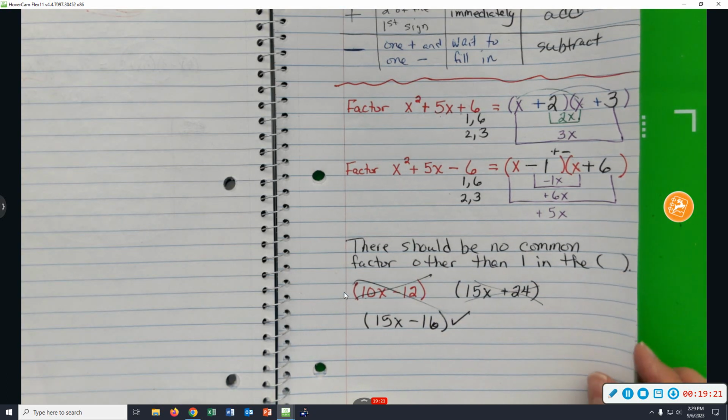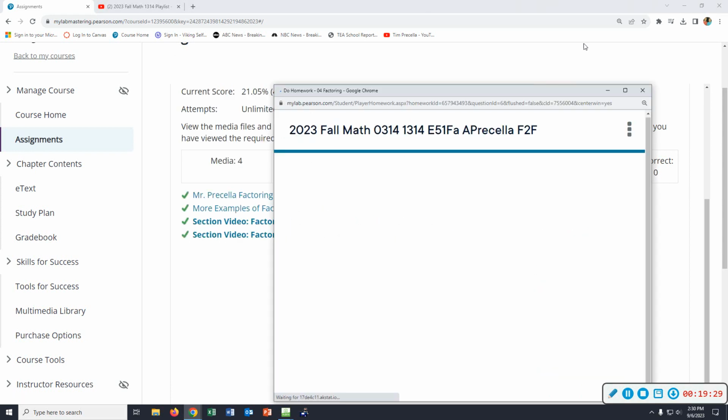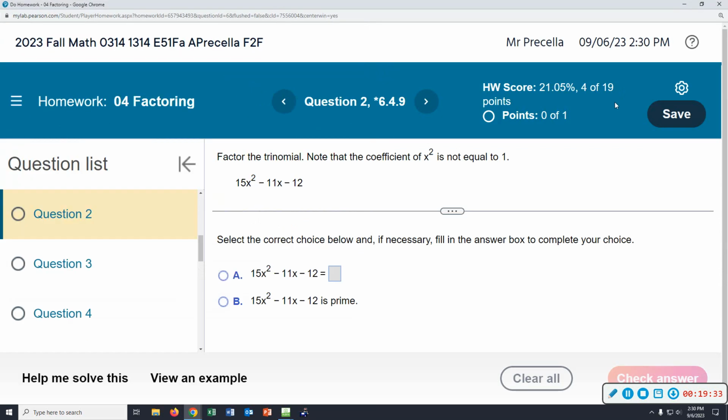Now, before y'all start panicking and before we get logged out, click on problem 2. Here I'm just going to go through some particular problems. This is one of the assignments where I don't just go through everything. It says factor this trinomial, and then it's telling you, notice that the coefficient of x squared is not equal to 1. So that means it's not going to be quite as simple as the first 2 we did.